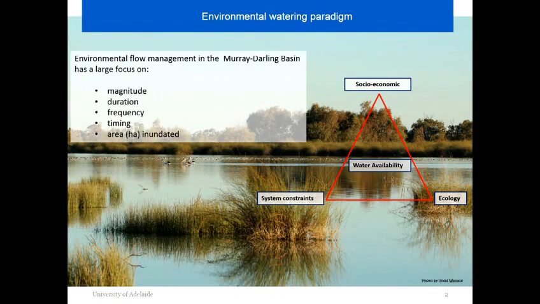And what we see in the Murray-Darling Basin is that there is a very large focus on delivering water to the metrics of environmental water requirements. These metrics include the magnitude of discharge, the duration of discharge, the timing, and something that's becoming increasingly evident, the area of floodplain that's inundated by an individual management action.